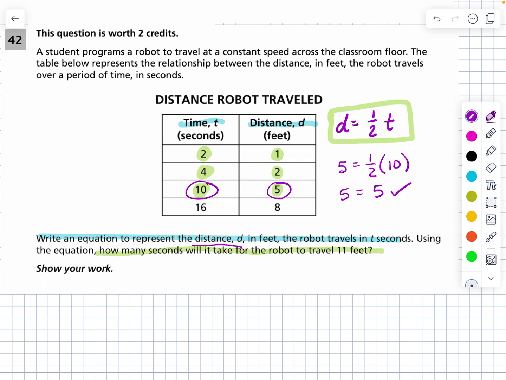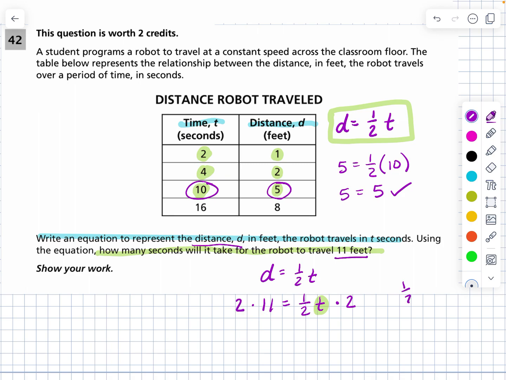Now the second part is, how long is it going to take for the robot to travel 11 feet? So again, let's write out this equation. d is equal to 1/2 t. They're giving us 11 feet as the distance, so 11 equals 1/2 of t. And now we need to solve for the time. So we need to move the 1/2 to the other side, and we're going to do that by multiplying both sides of our equation by 2.